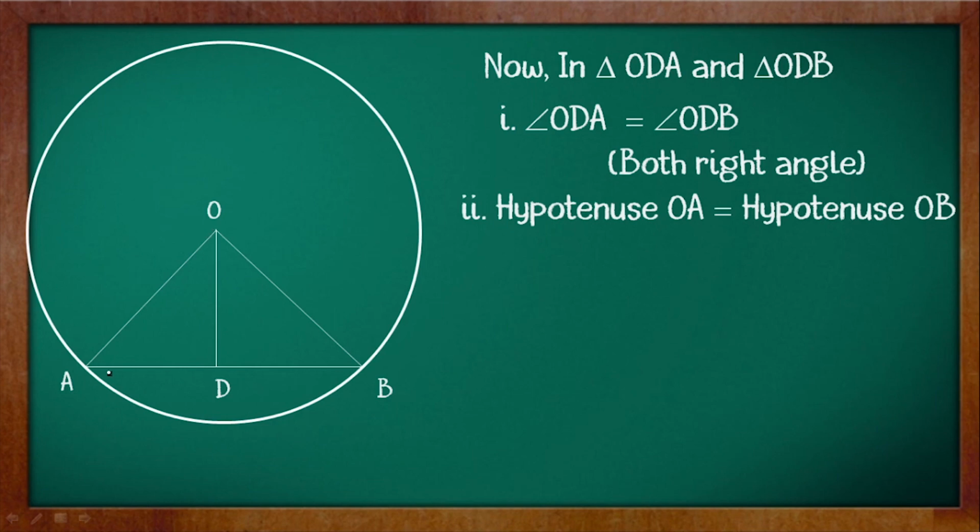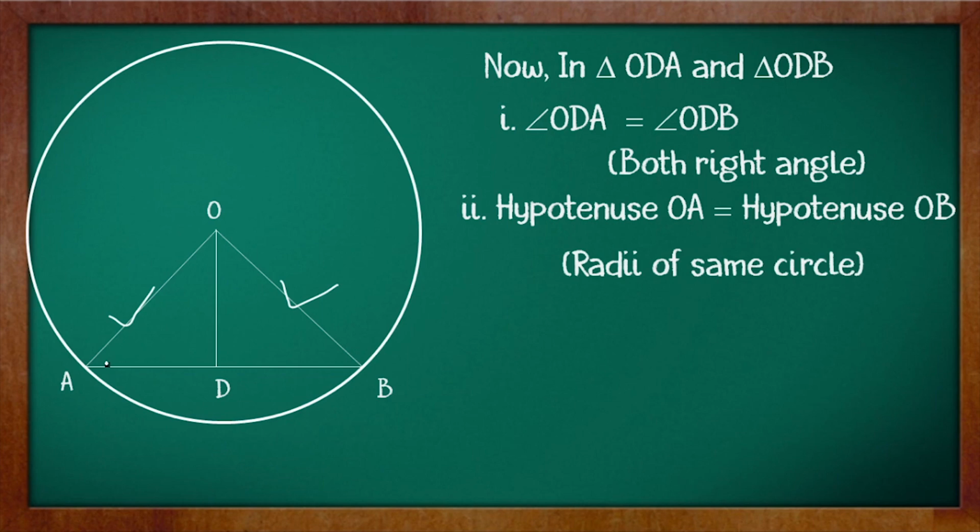Next, the hypotenuse OA. So this is a right angle triangle and this OA is the hypotenuse, and OB is also the hypotenuse here. So these two are equal. Can we say that these two are equal? And why? What is the reason that these two line segments are equal? It is because they are the radii of the same circle. OA is the radius and OB is also the radius. Since they are the radii of the same circle, they have to be equal. So hypotenuse OA is equal to hypotenuse OB.